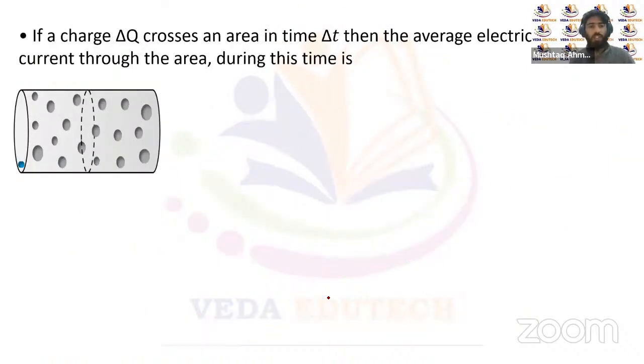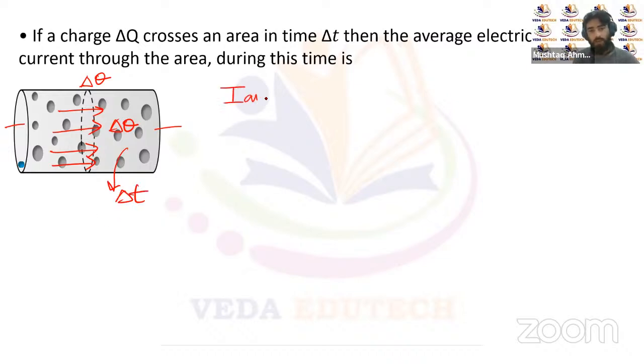So if a charge delta Q crosses an area in time delta T, you can see that we have this conductor here, right? And let's suppose delta Q charge is flowing through this cross-section area. Delta Q charge has moved in time delta T, right? Then the current we call as average current. This average current is the total charge flow divided by the total time for which this charge has actually flown.